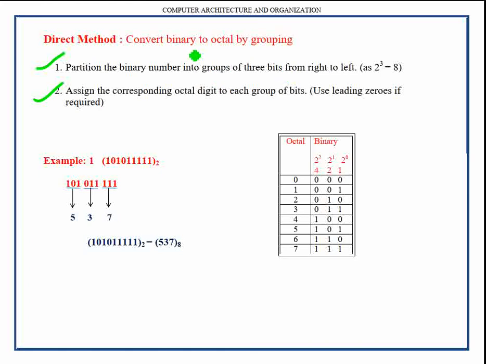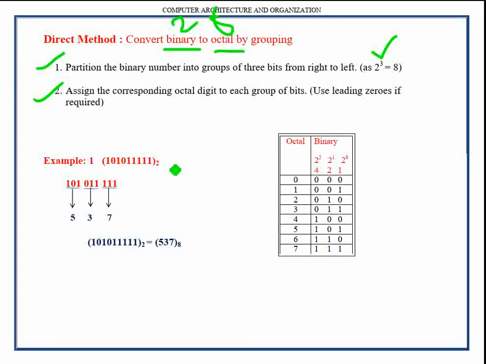The reason for this is that the base of a binary number is 2 and the base of an octal number is 8, which is equivalent to 2 power 3. That's why whenever a binary number is converted into octal form, the given binary number has to be partitioned into groups of 3 bits, and this grouping has to be done from right to left. After making groups, the corresponding octal digit can be assigned to each group of bits.